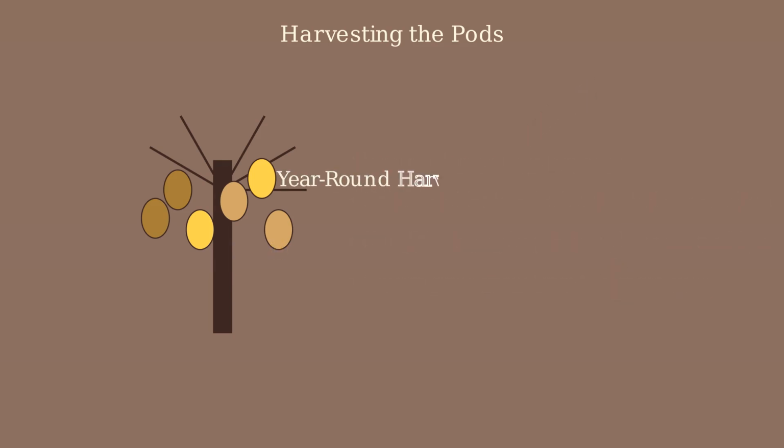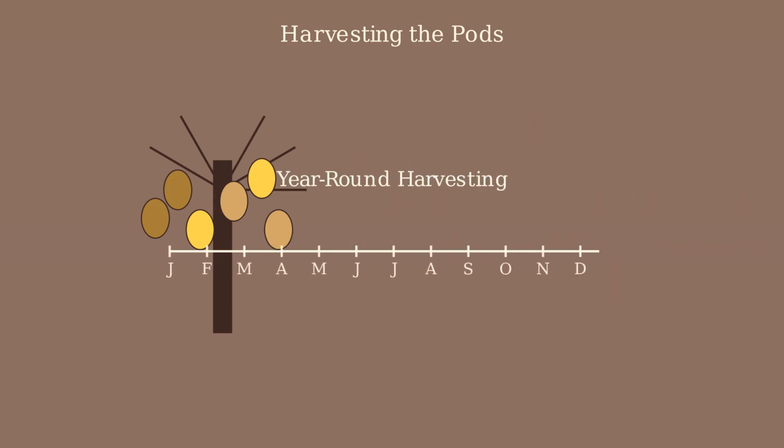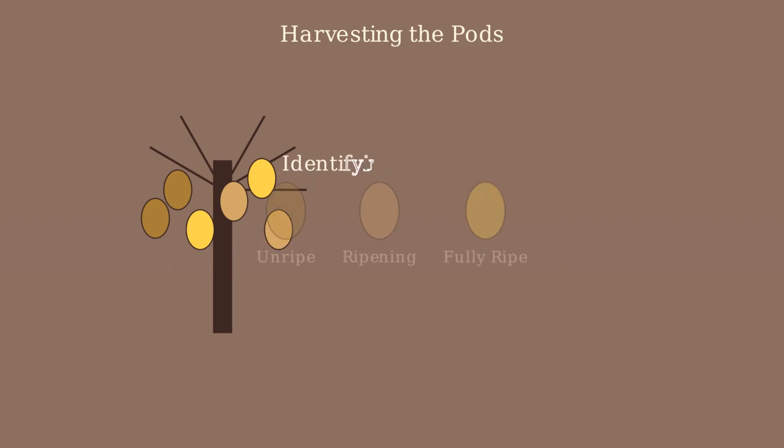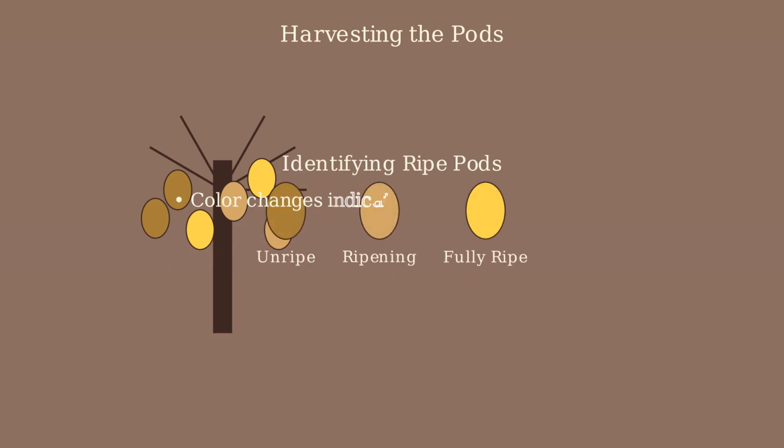Cacao harvest occurs year-round in many regions, though most areas experience two peak seasons. These typically occur around April-May and October-November, though this varies by region. Experienced farmers identify perfectly ripe pods by their color, which changes as the pod ripens. They also tap the pods. A hollow sound indicates ripeness.